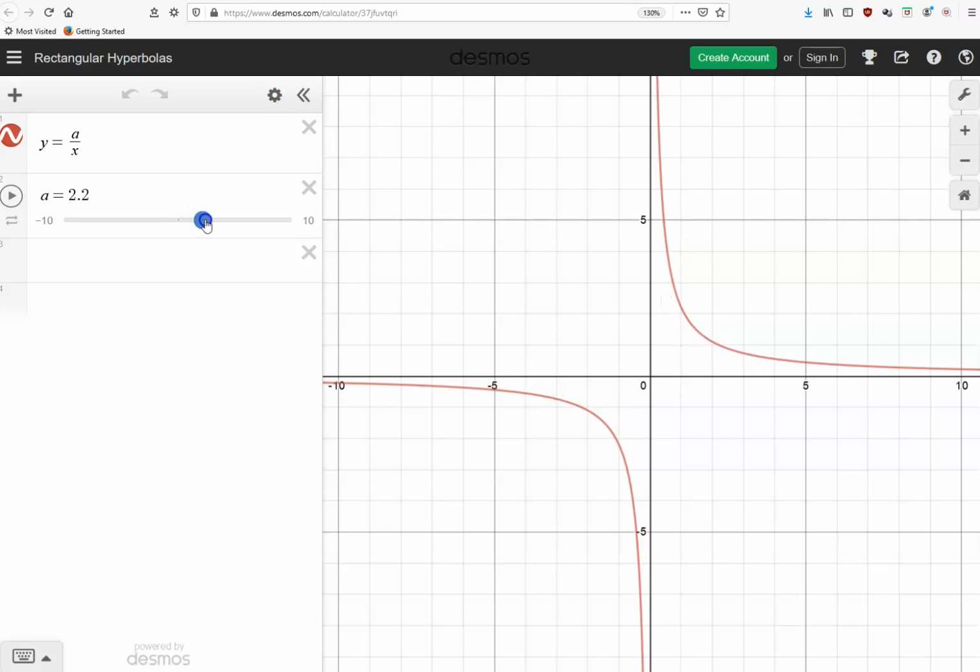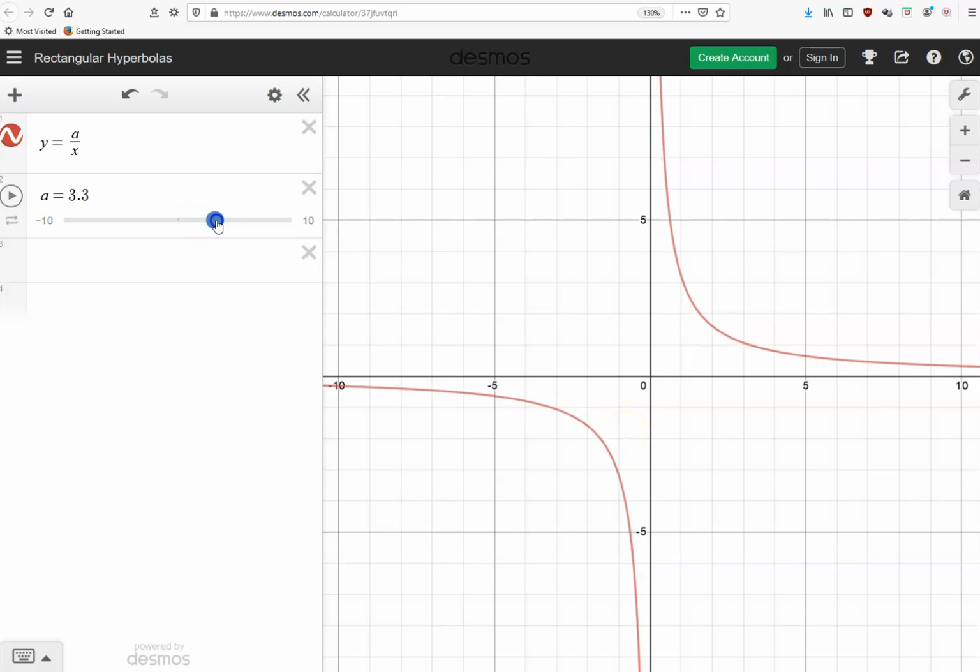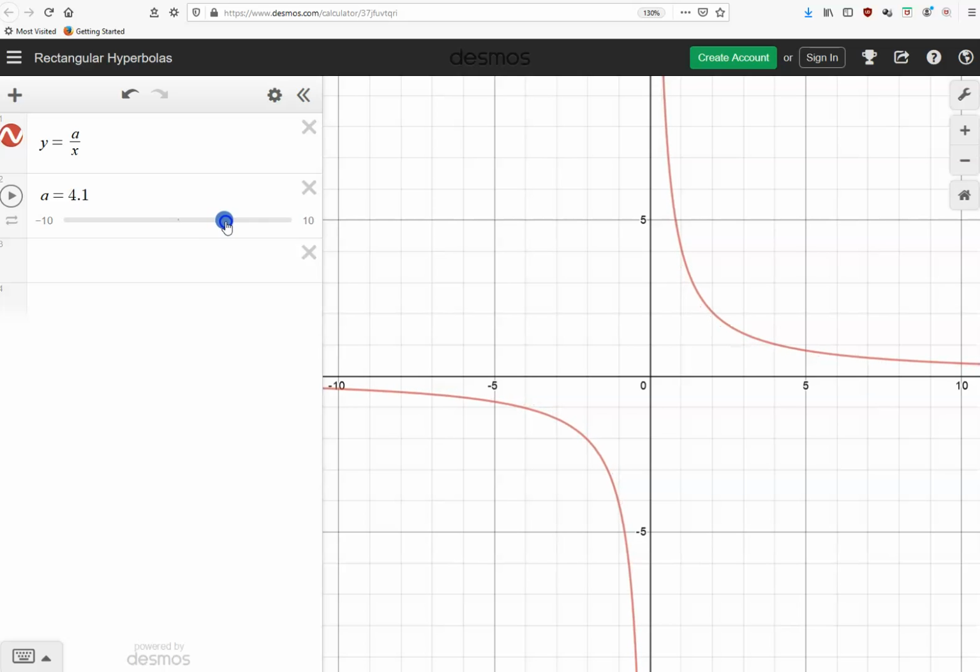I'm going to slide that up to 2. So the point that was there has moved up to 2. And the point that was there has moved down to -2. And if I change a to 4, the point that was at 1, 1 is now at 1, 4. And the point that was at -1, -1 is now at -1, -4.